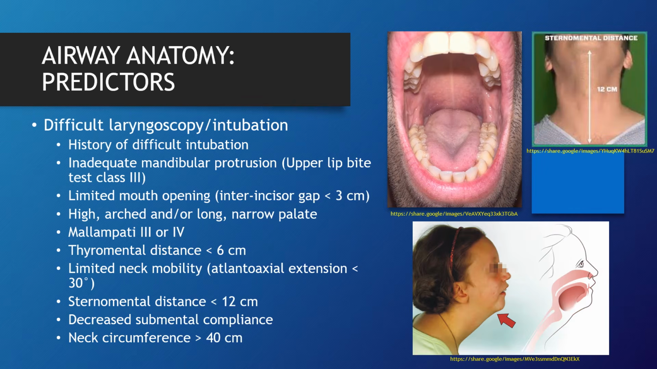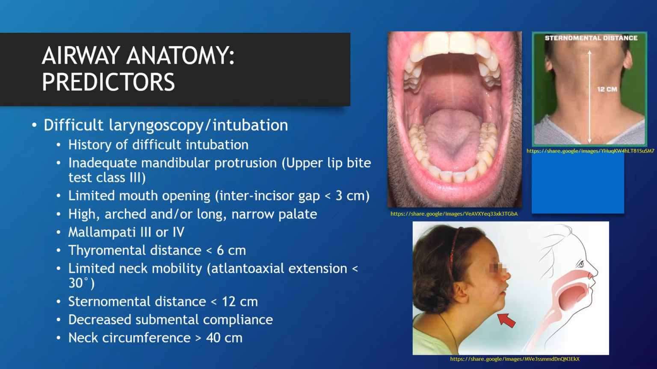There's quite a few predictors for difficult laryngoscopy and/or intubation. Some of the ones that we'll discuss, first and foremost, a history of difficult intubation. Again, inadequate mandibular protrusion, specifically an upper lip bite test, class 3. Limited mouth opening, such as an interincisor gap that is less than 3 centimeters. The presence of a high arched or long narrow palate. Again, a high Mallampati score, 3 or 4.